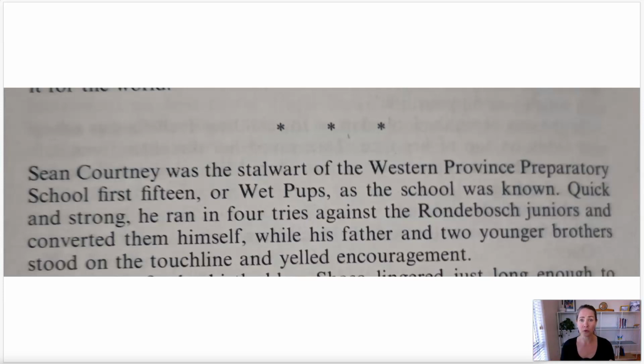But I want to read you a section, and it's a bit blurry because I just took a quick photo. I thought it would be a good example, a section of the text. Sean Courtney is a character in the novel. So, Sean Courtney was the stalwart of the Western Province Preparatory School First 15, or Wet Pups, as the school was known. Quick and strong, he ran in 4 tries against the Rondebosch juniors and converted them himself, while his father and 2 younger brothers stood on the touchline and yelled encouragement.